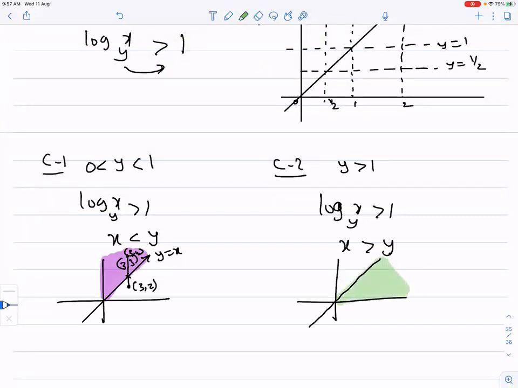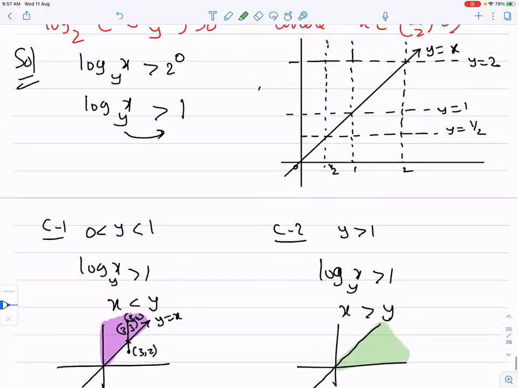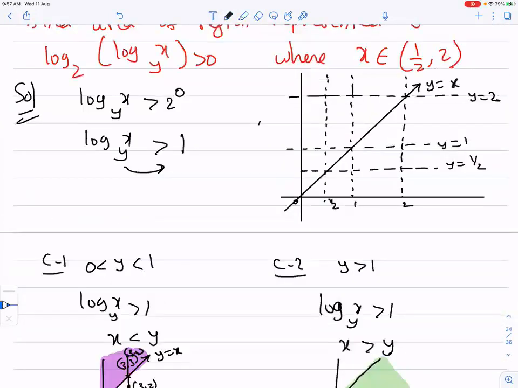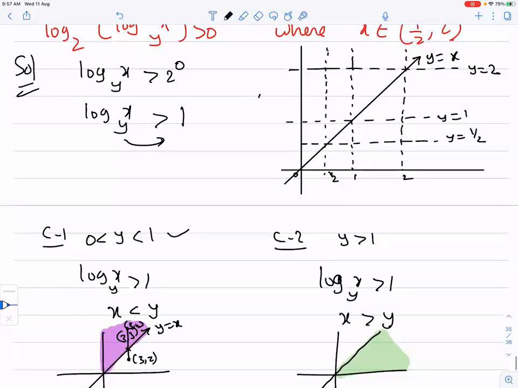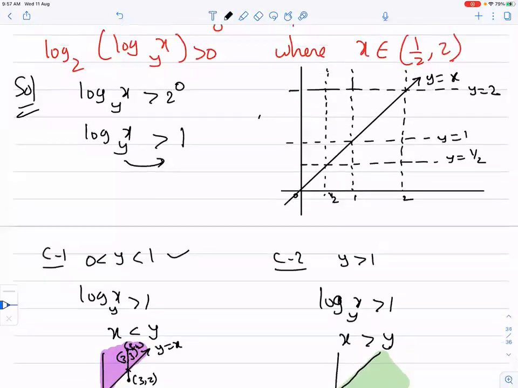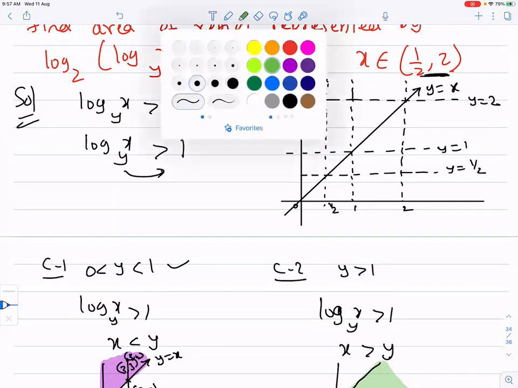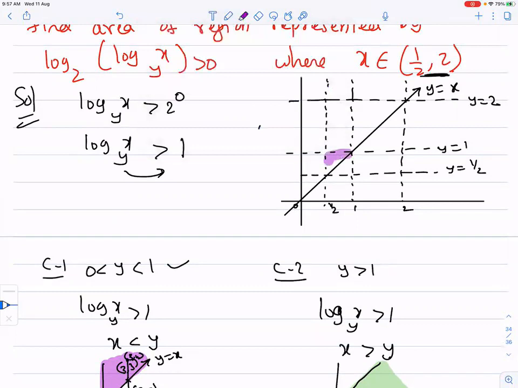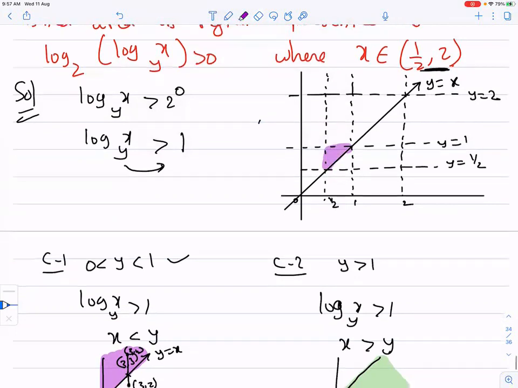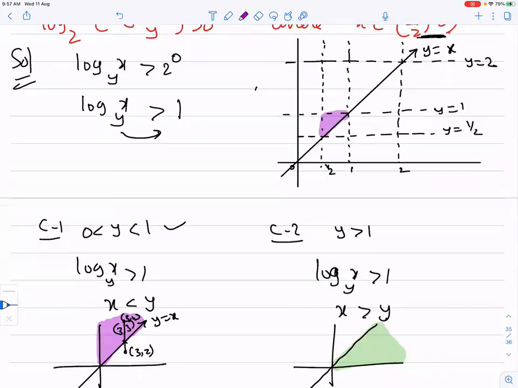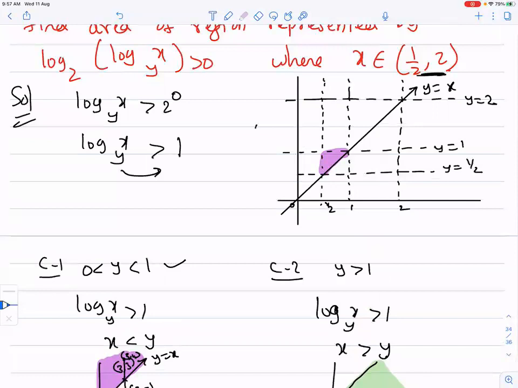Correct? Now what we need, when y lies between 0 and 1, we need to shade above region. When y lies between 0 and 1, 0 तो नहीं लेंगे क्योंकि half to 1 ही है, because x is lying between half to 2 only. Restriction is there. So above portion I should shade for y lies between 0 and 1. Now below portion I should shade for what? Y greater than 1. 1 to 2 में. So below portion I should shade. This region I should shade.